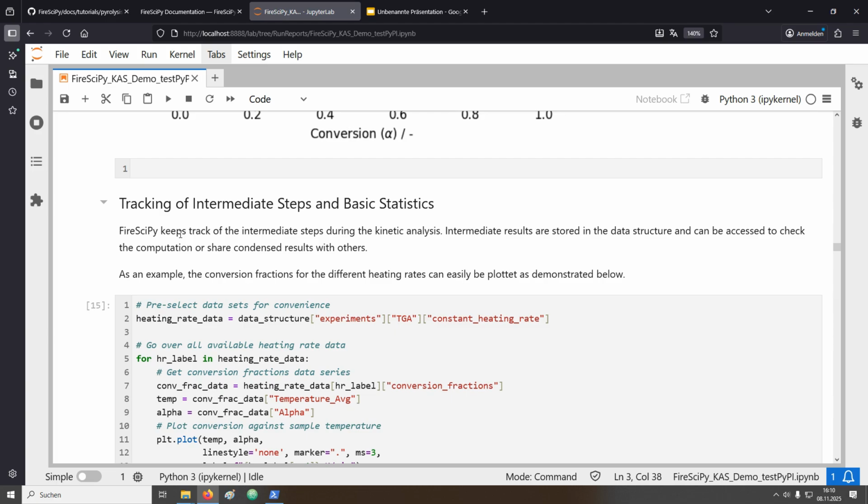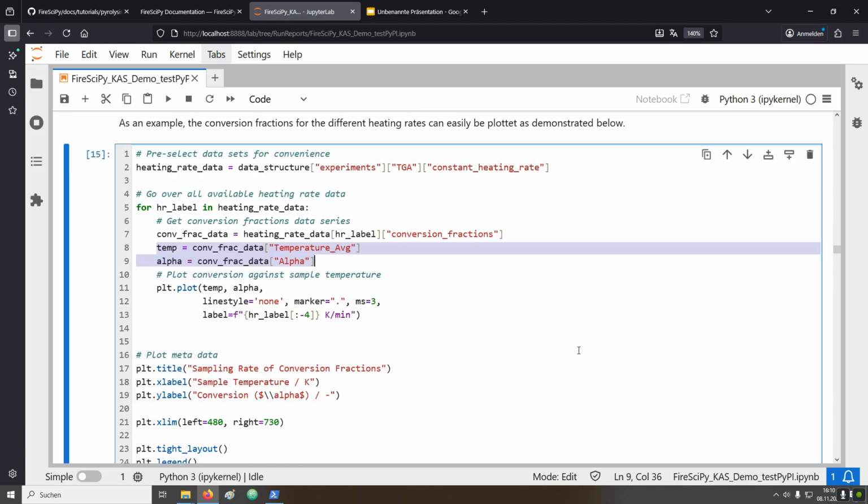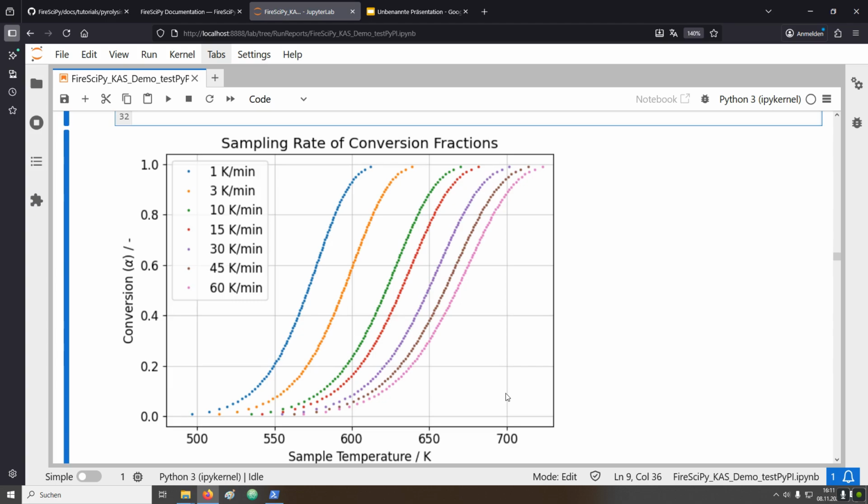Now let's talk about some of the data recorded during the kinetics computation. FireSciPy keeps track of the intermediate results. For example, the desired conversion levels are plotted here against the sample temperature. By definition, the conversion is 0 if the reaction has not started yet. For example, look at the blue dots at the bottom left. The conversion is 1 once the reaction concluded. Again for the blue dots here at the top.